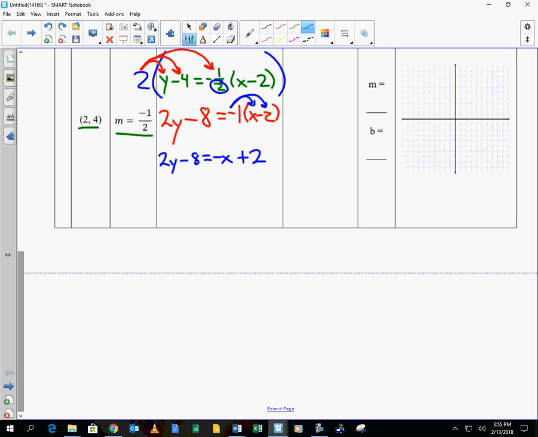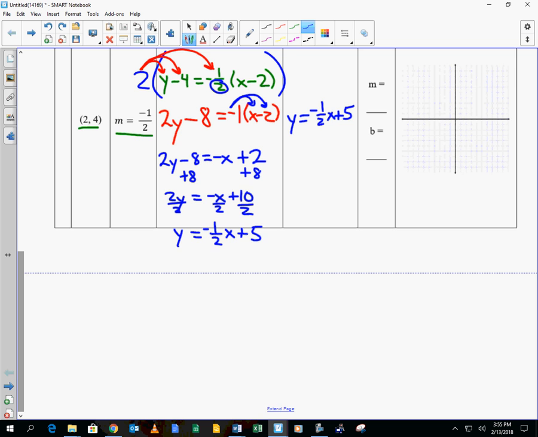Solve for y. Add 8 to both sides. 2y equals negative x plus 10. Finally, divide by 2, and we get y equals, what's the number in front of x? It's negative 1 over 2 times x plus 5. This is slope-intercept form. y equals negative 1 half x plus 5.